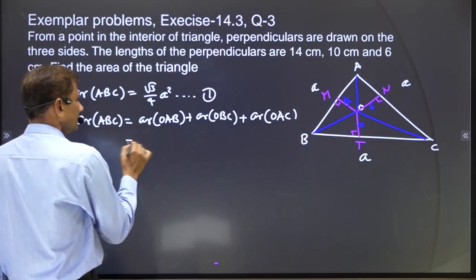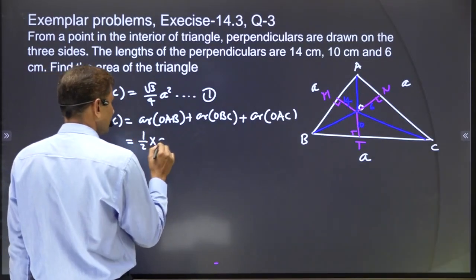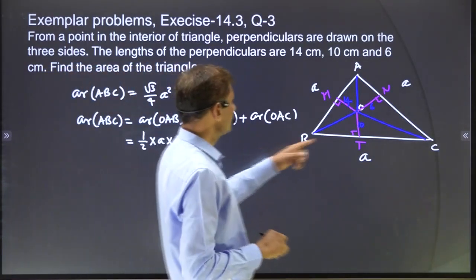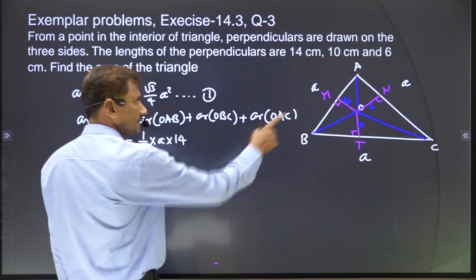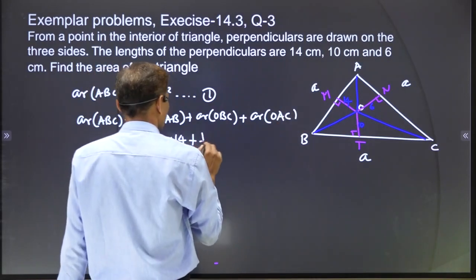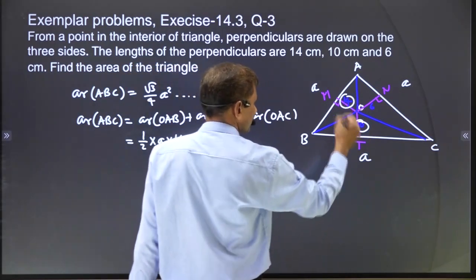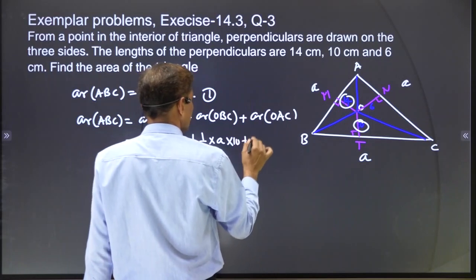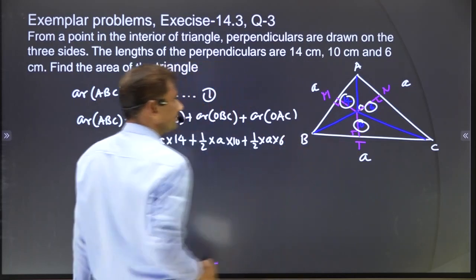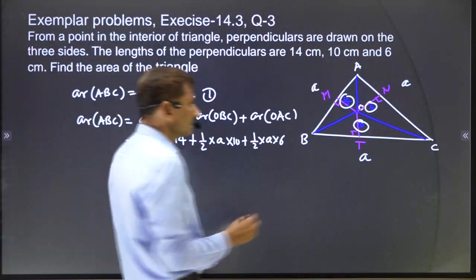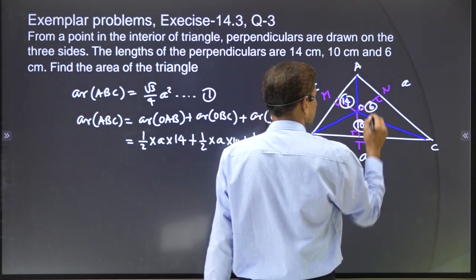Now in these, altitudes are given and sides also. The sides are everywhere a, so half into base, base meaning a, into altitude. Let's take OAB first. In OAB, the altitude is 14, meaning OM. In the same way, half into a into 10, plus half into a into 6. According to the measurements, they are 14, 10 and 6.